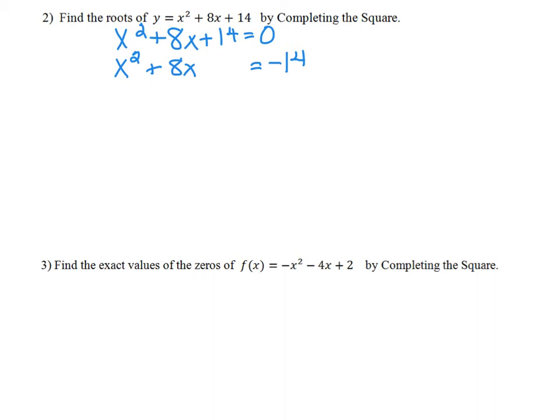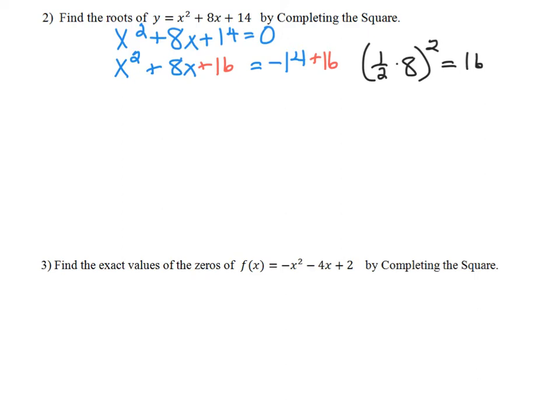So to figure out what the constant is, I'm going to take the b term, and I'm going to take half of that b term and then square it. So half of 8 is 4. 4 squared is 16. So I'm going to add 16 here and also here. Now you'll notice that when I do that process of completing the square, I'm always going to be adding a positive to both sides of the equation.